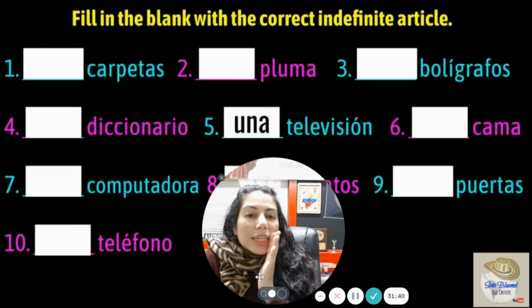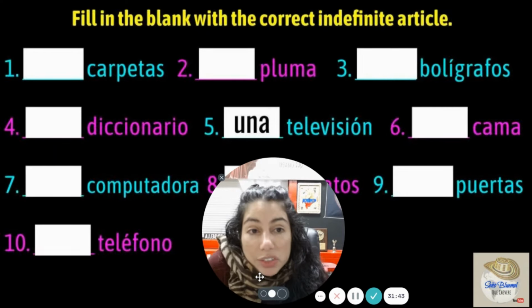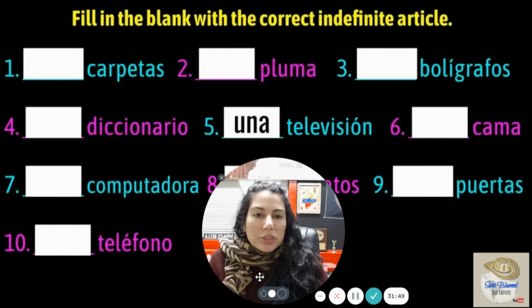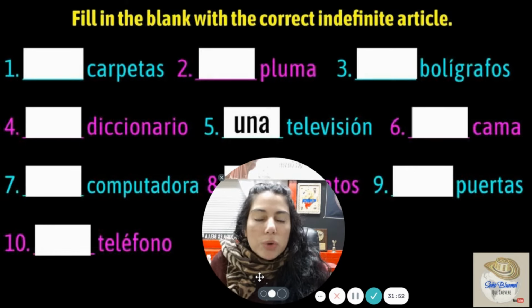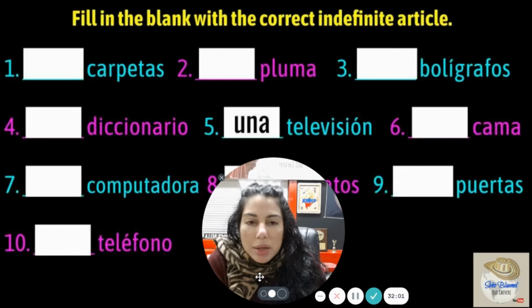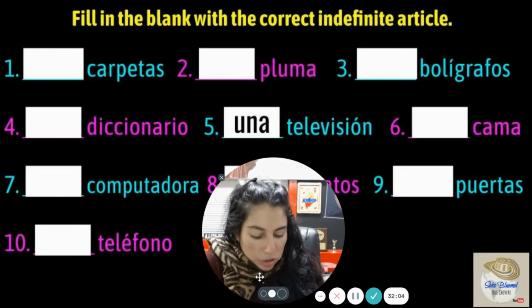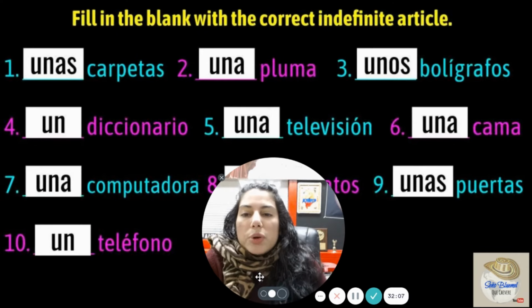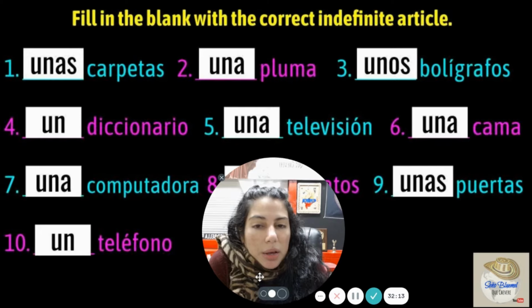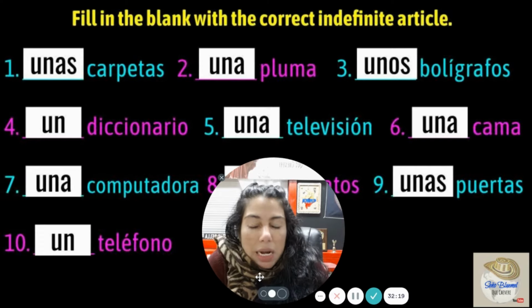Okay, and now in here, it says fill in the blank with the indefinite article. So it gives you a list of words and you have to use the indefinite article. So remember, the indefinite articles are un, una, unos, or unas, which in English would be a or some. So we have carpetas, pluma, bolígrafos, diccionario, televisión. So let's see what goes there. We would have unas carpetas, some binders, una pluma, one feather, or in some countries pluma means pen. So una pluma, but pluma also means feather.